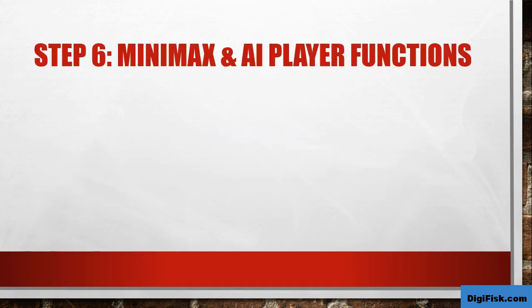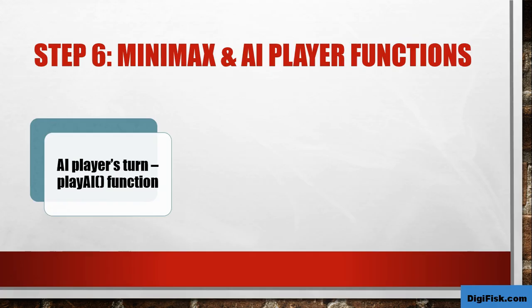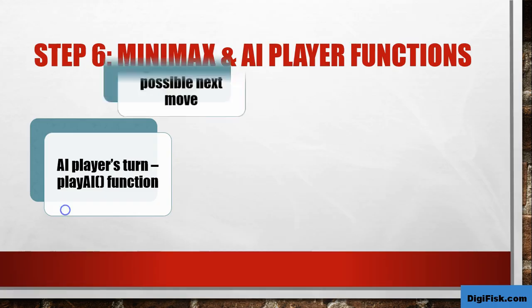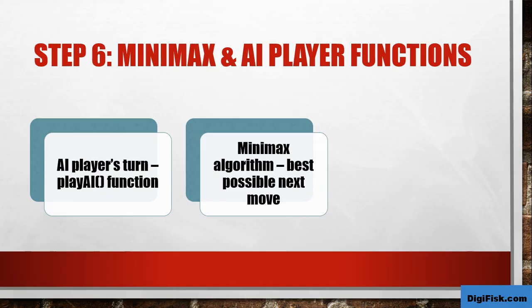Finally, for step 6, we've come to the meat of everything. We'll be creating the minimax and the AI player functions. When it's the AI player's turn, we'll be calling the play AI function. This function in turn will call the minimax function to check the optimal next move for the player. The minimax function will allow the minimax algorithm that we saw in the earlier modules to come up with the best possible next move that will ensure that the AI player wins or at least the game is a draw. It'll select a best move in such a way that the AI player never loses after selecting that move.